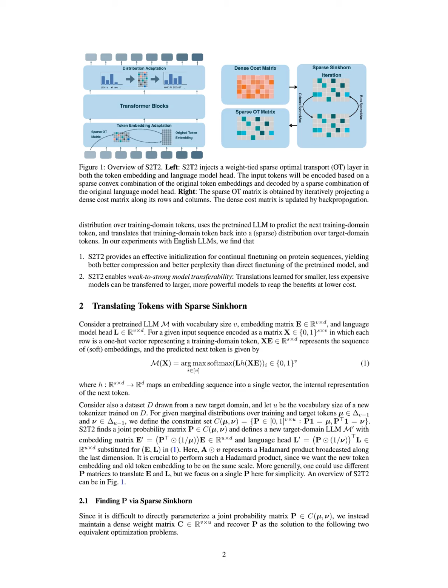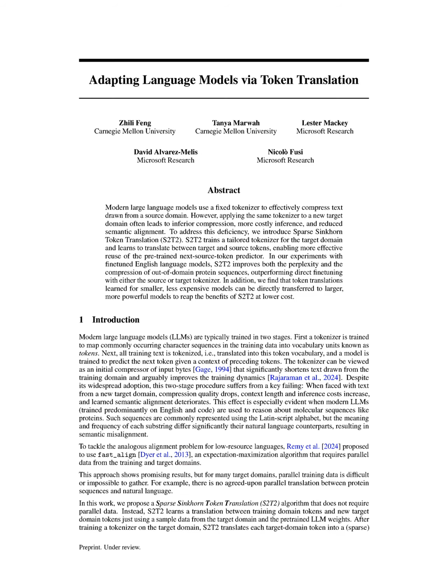The S2T2 method offers significant theoretical and practical benefits over traditional approaches, particularly in handling domain adaptation without the need for parallel training data. Unlike conventional methods that rely on parallel datasets, S2T2 learns a translation between training domain tokens and new target domain tokens using only sample data from the target domain and pre-trained LLM weights. This approach not only improves compression and perplexity during continual fine-tuning on protein sequences, but also facilitates weak-to-strong model transferability, allowing translations learned from smaller models to be effectively applied to larger, more powerful models.